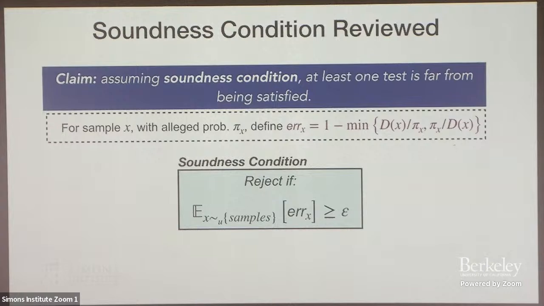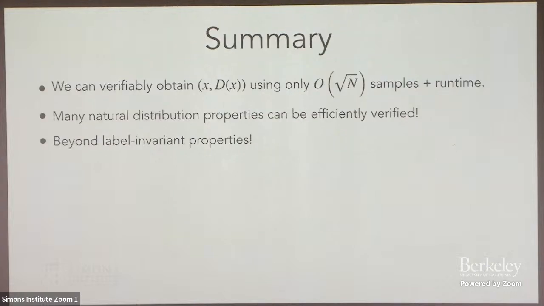Great. So all I'm left to do is summarize. Hopefully, we're convinced that we can verifiably obtain a tagged sample using only square root n samples in runtime, significantly better than what we could achieve without a prover. This could be very useful for deciding natural distribution properties, such as label-invariant ones, but also other things.